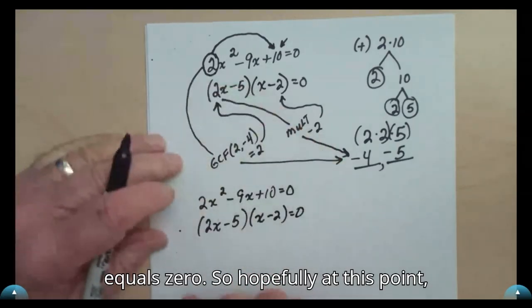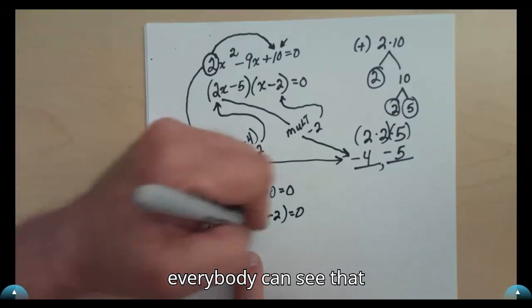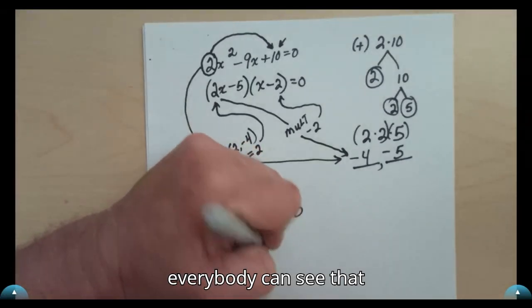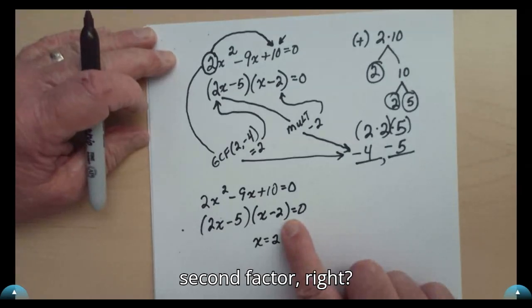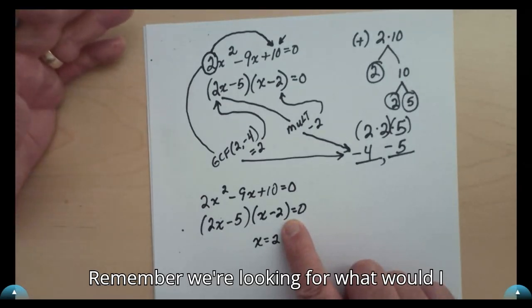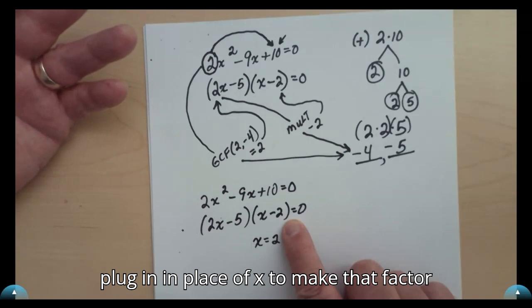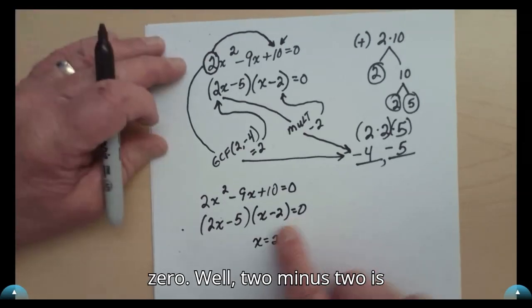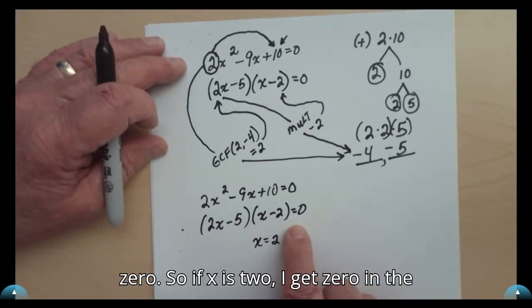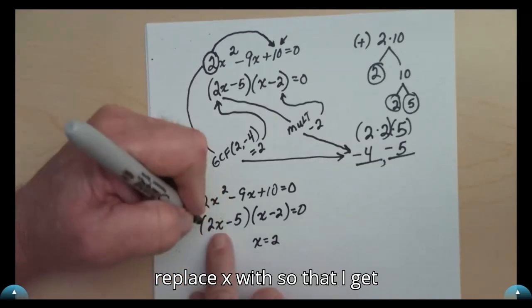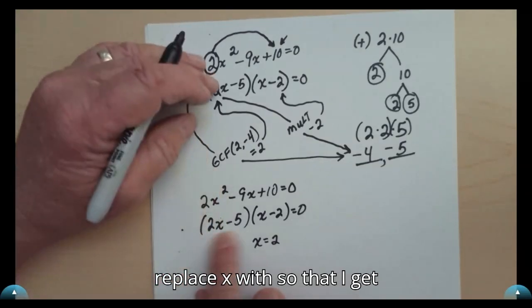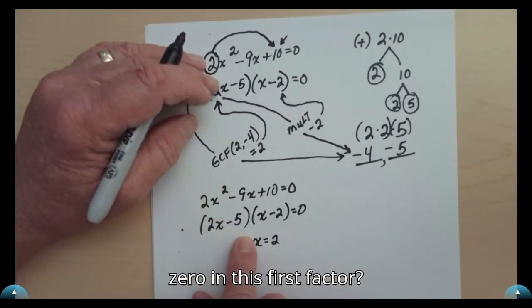equals 0. So hopefully at this point everybody can see that 2 is the solution that goes with the second factor, right? Remember, we're looking for what would I plug in place of x to make that factor 0? Well, 2 minus 2 is 0. So if x is 2, I get 0 in the second factor. What would I need to replace x with so that I get 0 in this first factor?